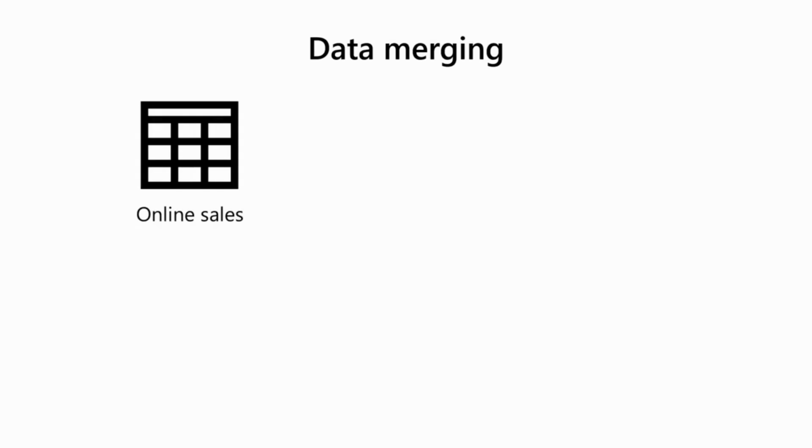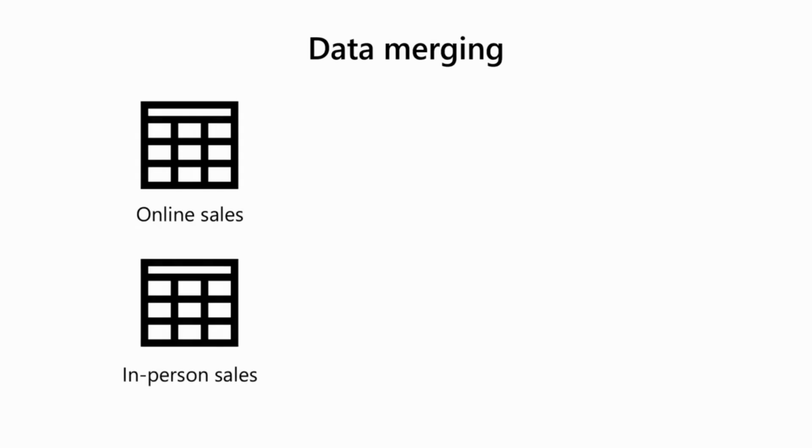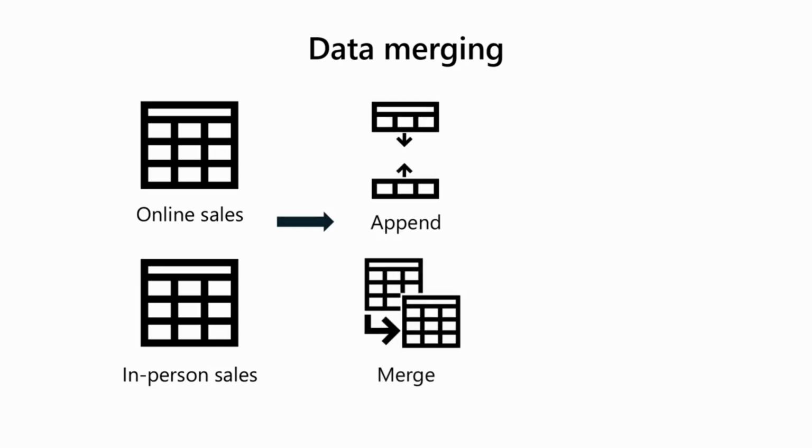Another data issue you may encounter is the need to merge or append multiple data sources. For example, if AdventureWorks has 2 data sources for sales, one for online sales and another for in-person sales, you'll need the data from both to create a monthly sales report. Depending on the data formats, you can use commands such as append or merge data transformations to combine the data for analysis.